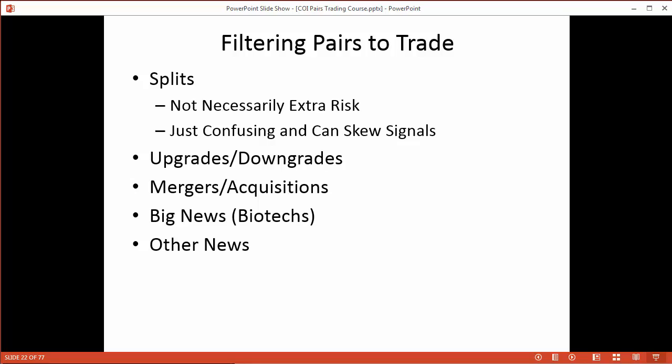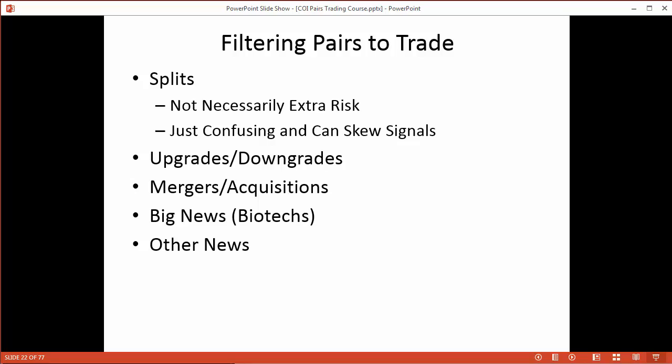Also, splits can happen in different ratios. So in general, if I see a stock split coming up for a stock that I'm following, I'll usually put that one on the side, or I'll check it right before I place the trade. And if a stock split's coming up in the next 3 to 4 weeks, I'll avoid that stock.